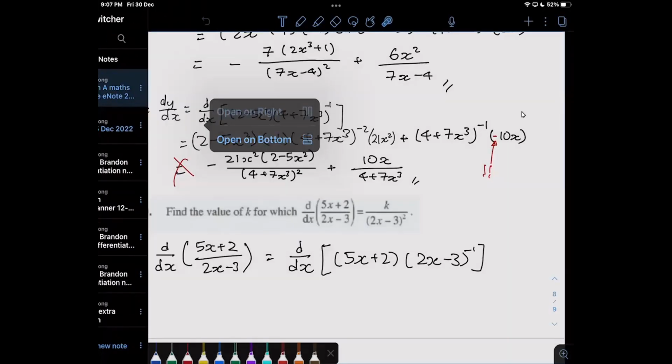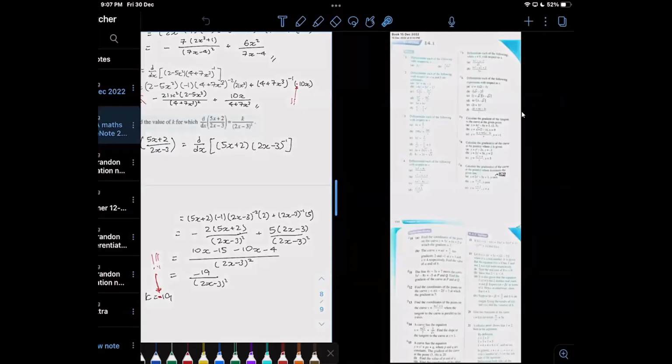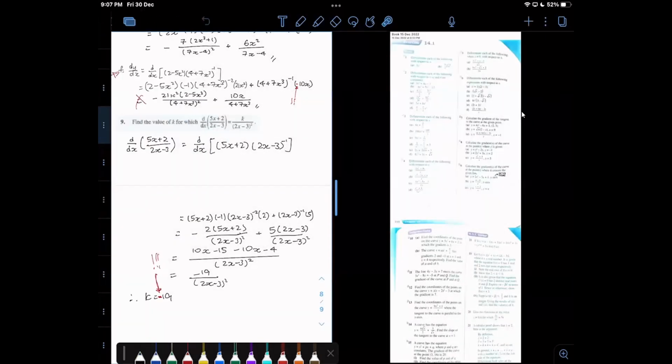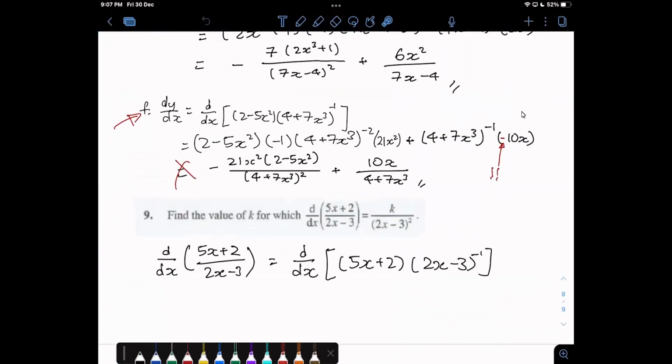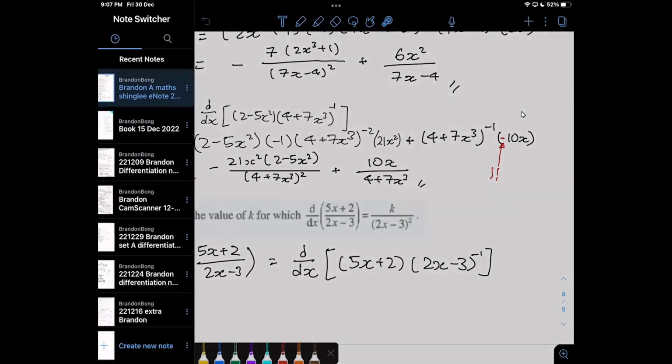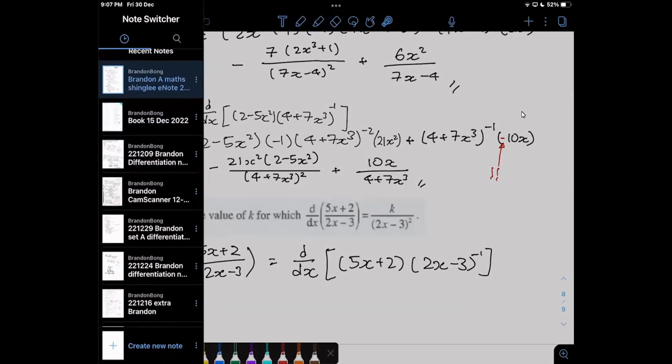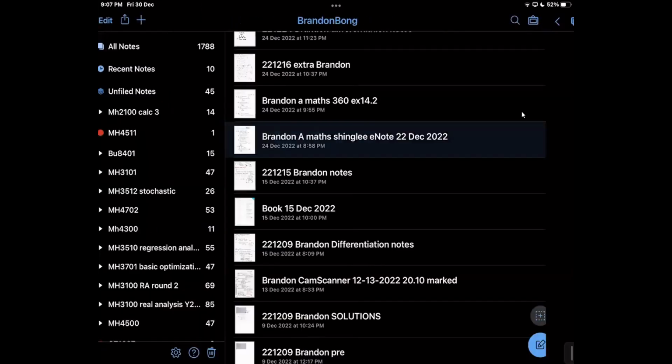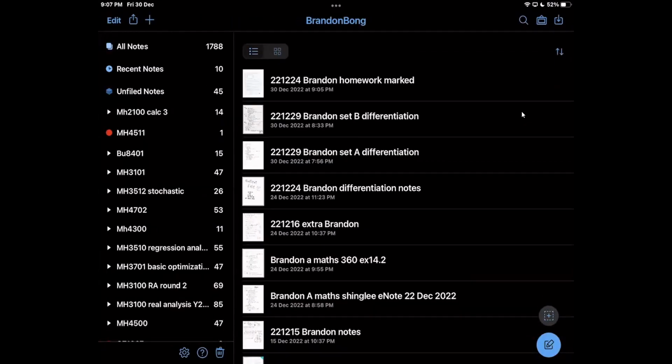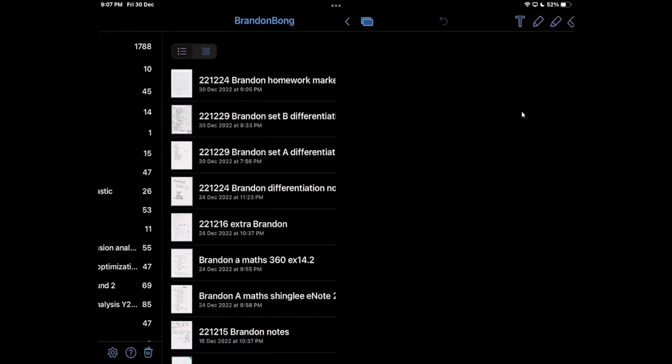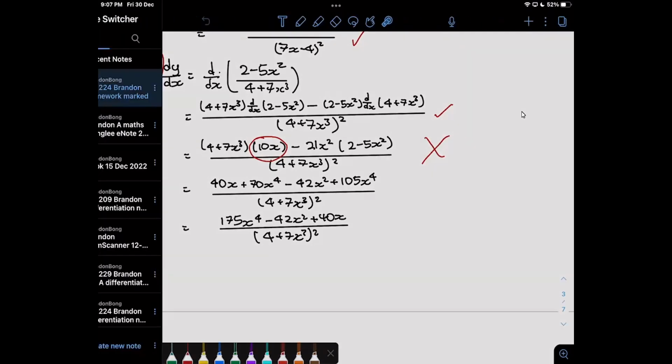Let me just share this. Wrong one. Let me find the correct file. Is it set A? No. Should be. What's the name of the file again? This guy. Yeah. Okay.